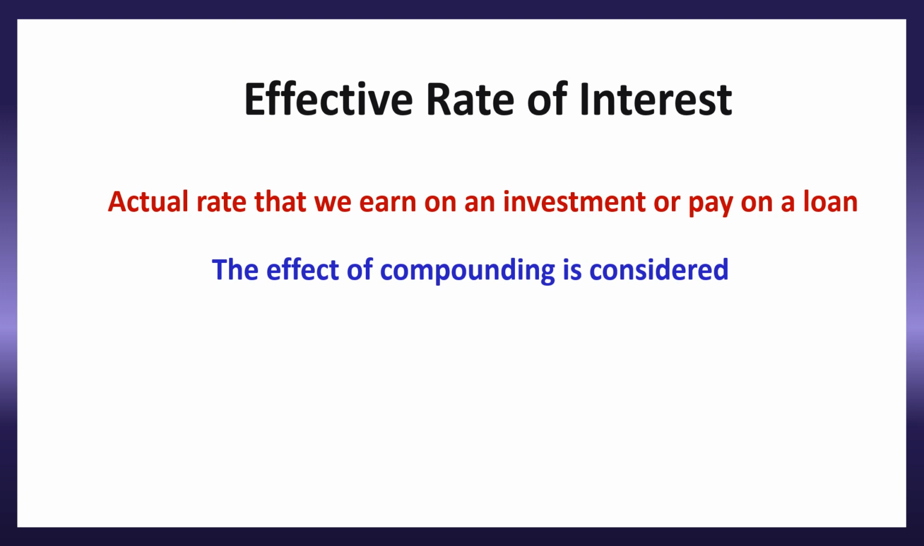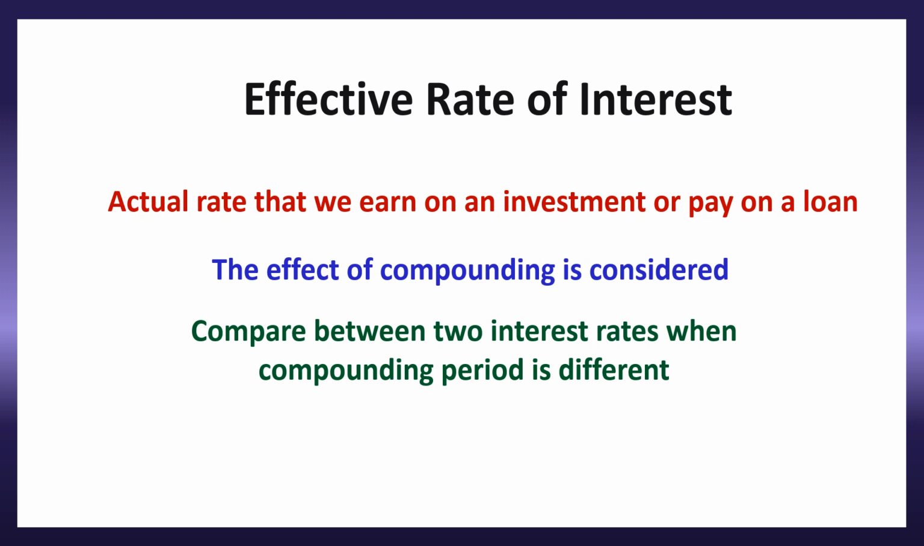So, the calculation of the effective rate of interest helps us in comparing two interest rates when the compounding period is different. That means if a particular bank says that we are providing a loan at 6% interest and we compound it annually, and another bank is telling that they are compounding interest at 6% quarterly, then we can compare which bank is providing us the lower rate of interest.